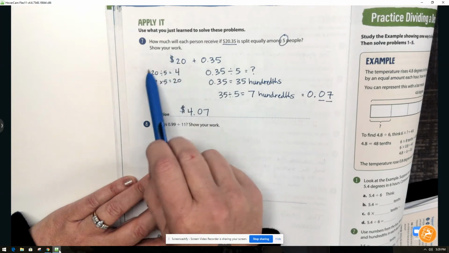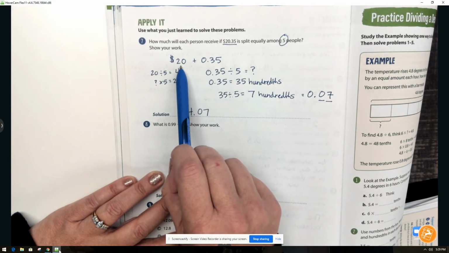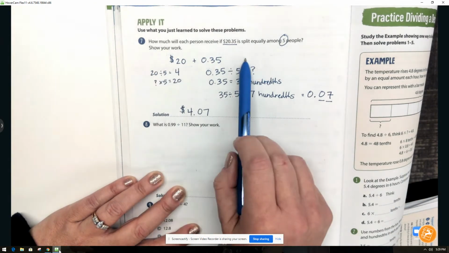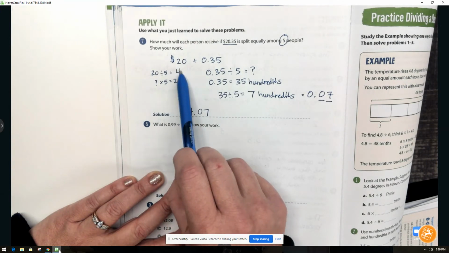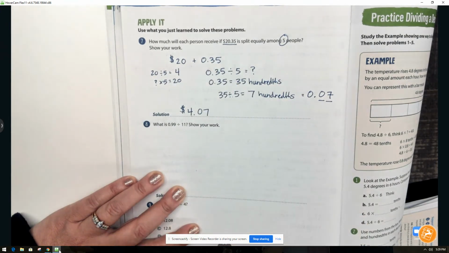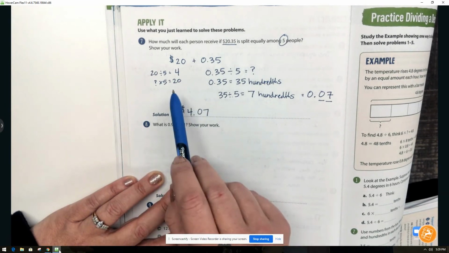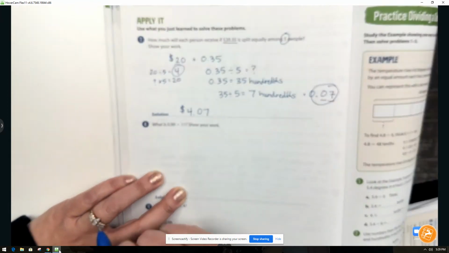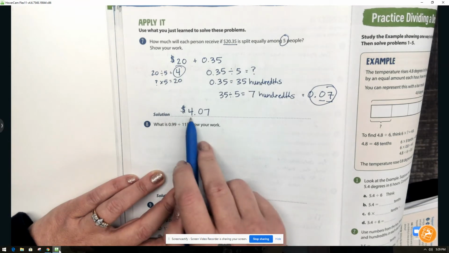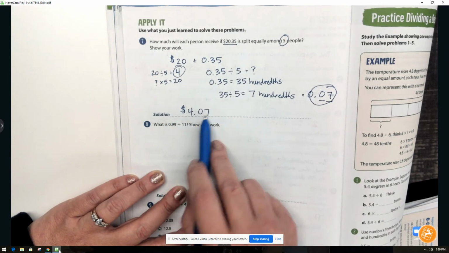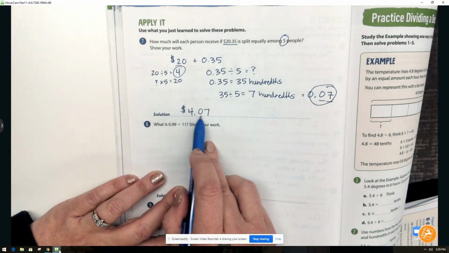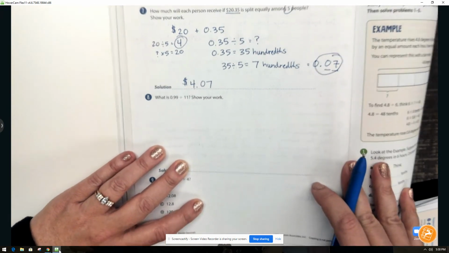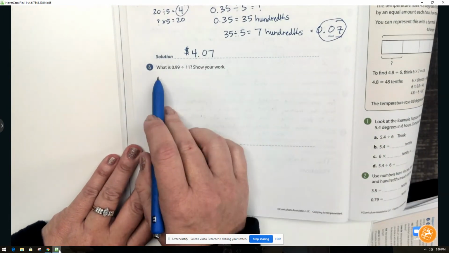So now I've done $20.35. While I don't know what $20.35 divided by 5 is easily, I can break apart the 20 and the 35 cents and find out how many times 5 goes into 20 and how many times 5 goes into 35 hundredths. And then take the 2 resulting quotients and put them together. So each person gets $4.07 or 4 and 7 hundredths. That one's a little tricky, but I'm hoping that as we go through and do these examples that they'll make more sense to you. Now let's look at number 8.